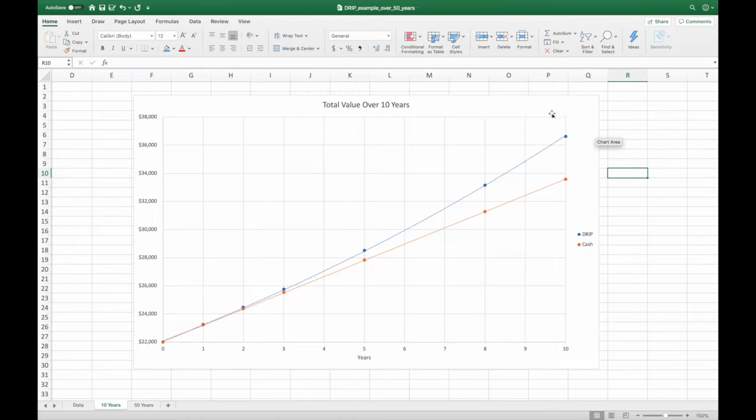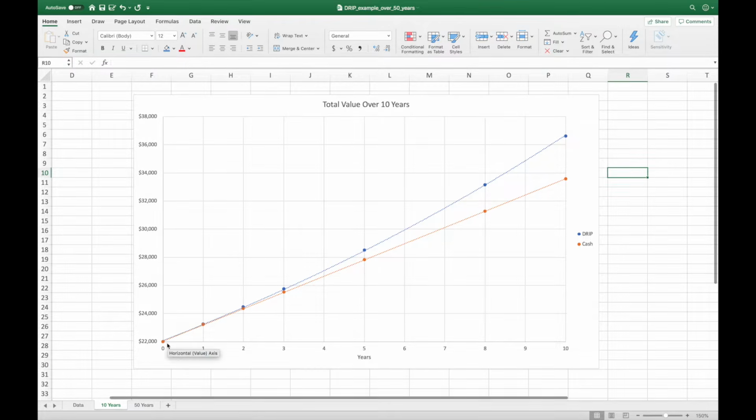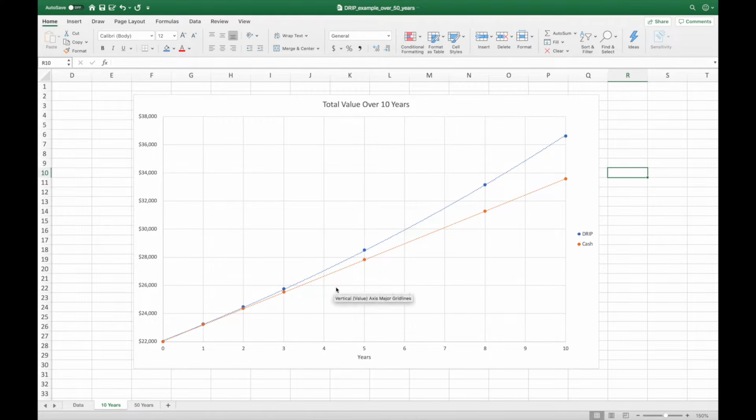Looking at this graph, you can see that in the short term, 1 or 2 years, using a DRIP, the blue line, doesn't really give you a huge benefit. But as the years pass, the DRIP option starts to show its exponential nature and it starts to rise faster and faster. Whereas if you're cashing out your dividends, you're receiving the exact same dividend month after month, year after year. So your wealth is growing in a straight line, the orange line in this graph.